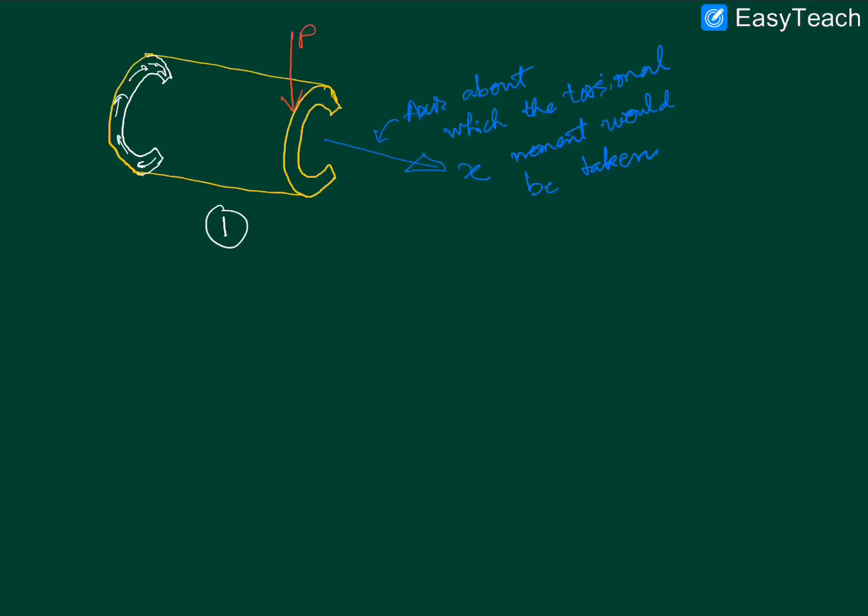We understand that it is passing through the shear center. So we understand that this distance is E from the x-axis. So the torsional moment due to P will be simply P times E, and that should be equal to the torsional moment contribution from the shear stress distributions.